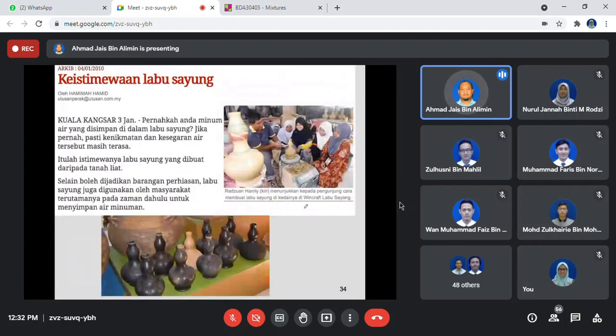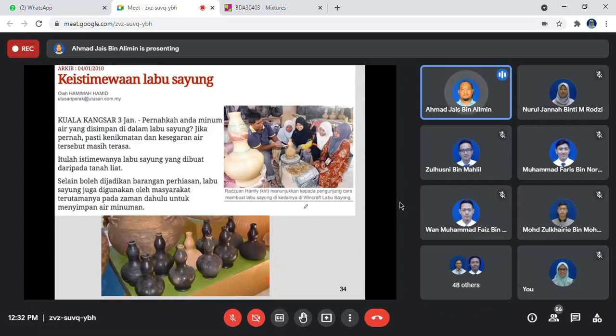Okay, for those who are originating, or who are from the state of Perak, you know that one of the products related to the traditional way of storing water is what we call the labu sayong.